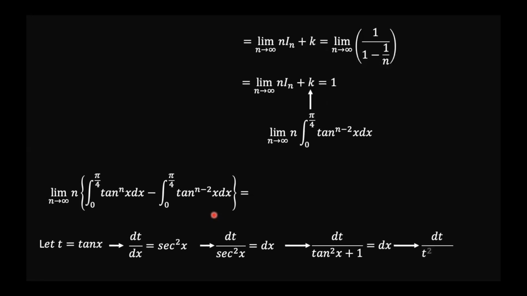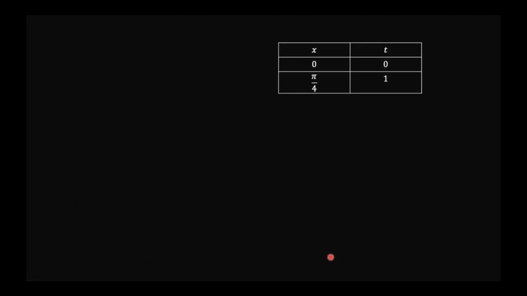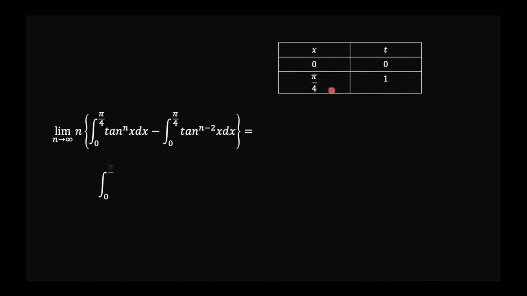And therefore dt is equal to t squared plus 1, because t is essentially tan x. Then the limits: when x is equal to 0, t is equal to 0, since tan of 0 is 0. When x is equal to pi over 4, t is 1, since tan of pi over 4 is 1.